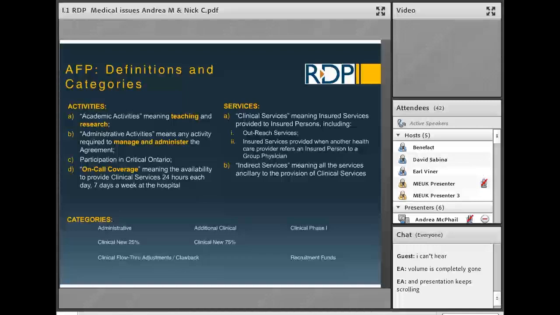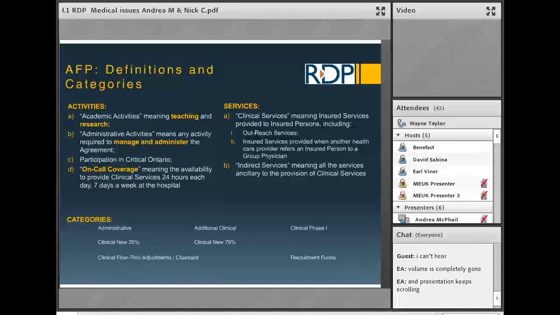So they're describing some of the services on just a high level. They've got activities, meaning teaching and research, broadly defined. They also have academic administrative activities. They also have to participate in this Critical Ontario, which is a service to make sure that there is around-the-clock coverage in terms of the services that they are providing. So that covers a lot of their day-to-day OHIP billings.